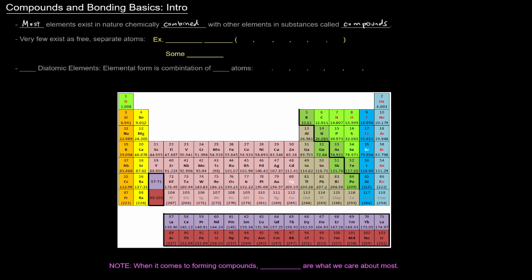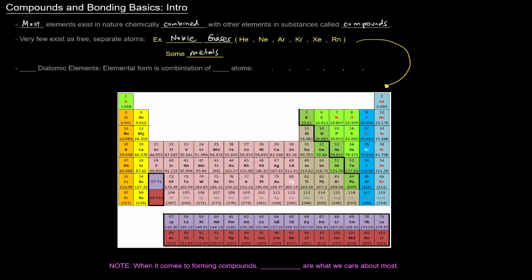Some examples of free separate atoms include the noble gases, right? The noble gases are super stable and they don't really form compounds. They are, of course, helium, neon, argon, krypton, xenon, and radon. And they are group 8A on the periodic table, right there, right in light blue. Also, there are some metals that exist as free separate atoms.